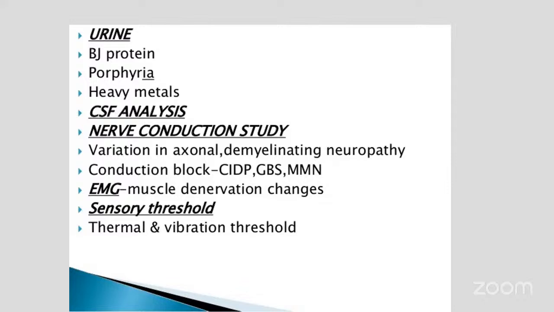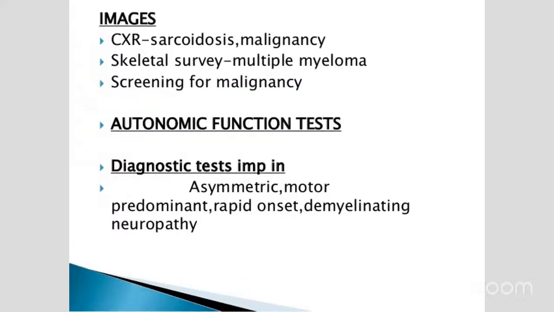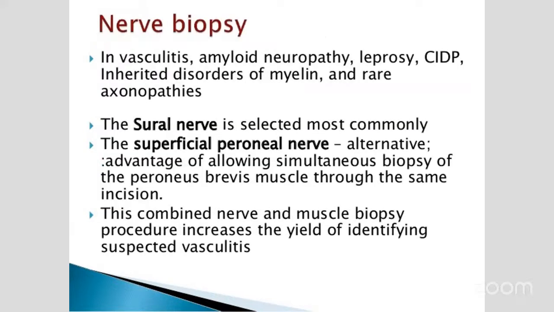Nerve conduction studies, EMG, and sensory examination should be done. Should do imaging, autonomic function tests, and important diagnostic tests for other conditions. Nerve biopsy is indicated for vasculitis, amyloid neuropathy, Can you mention about some autonomic tests?